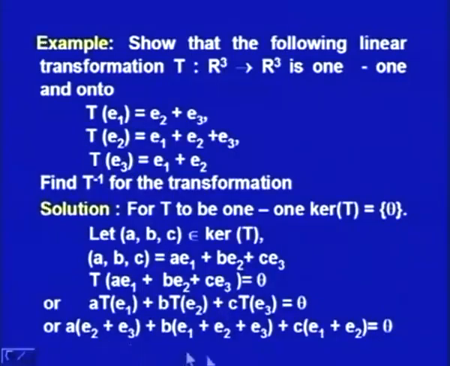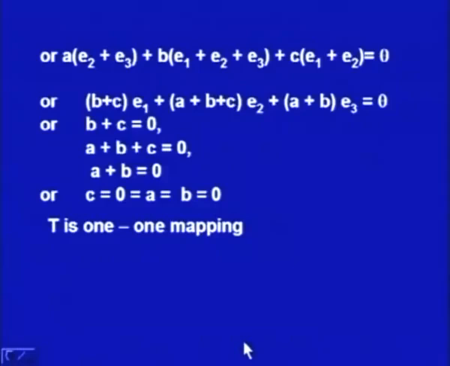So, we simplify this and collect different terms. We will have (B plus C) E1 plus (A plus B plus C) E2 plus (A plus B) E3 is equal to theta. So, we have collected different terms. E1 is coming from B as well as from C, E2 is from A, B and C. Similarly, E3 is A plus B. So, we will have this expression and this is a vector expression.